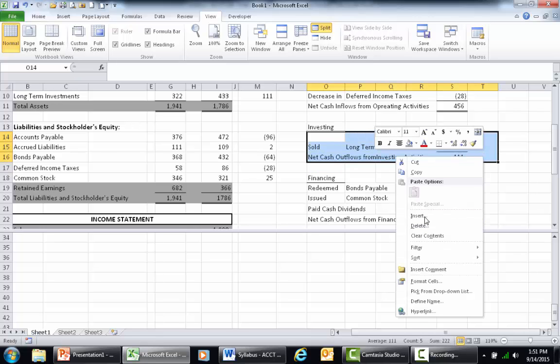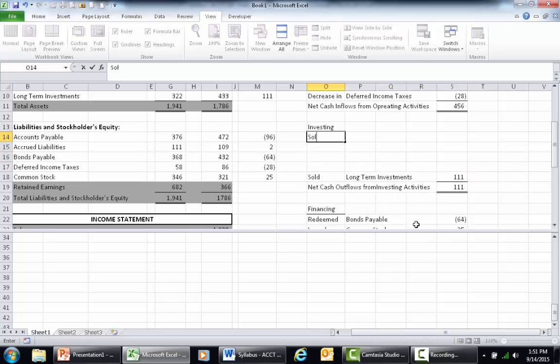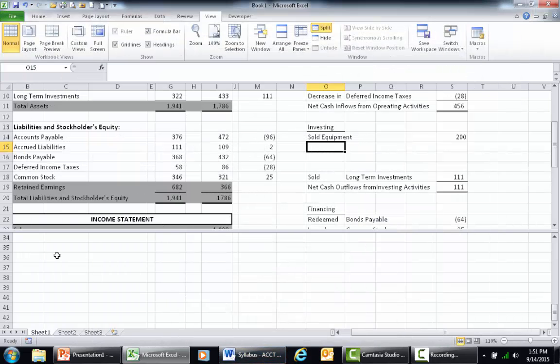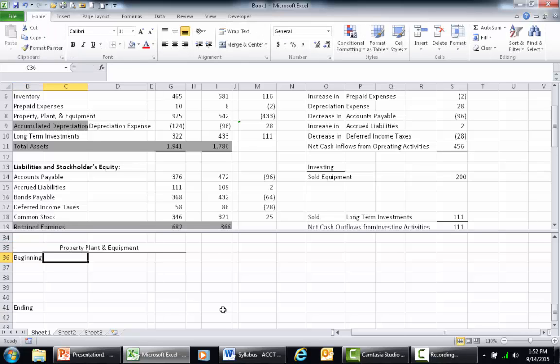So I'm going to add a few lines in here. And we know that we sold equipment. And the selling price was $200, so that goes in here as a cash inflow directly under the investing section. Then when we come back, we read that the equipment cost the company $210. Now we need to make a T account to see if everything is even in the T account after we report the sale that we know about. So we're going to make a T account for property, plant, and equipment. Okay, and then we're going to plug in the numbers we know.